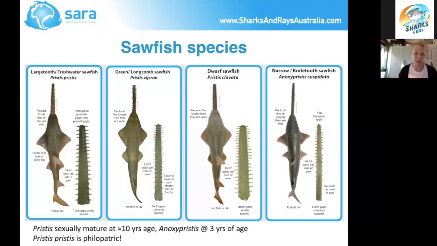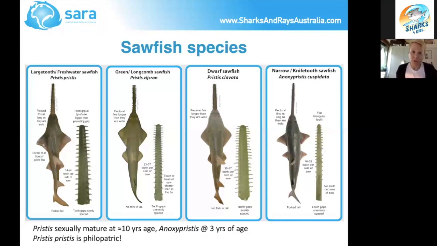What these guys do is that the females come back to the same river mouth where they were born, and then they give birth, and then the pups swim upstream and spend the first 10 years of their life in those rivers. One of the reasons why sawfish are so endangered is because these animals take 10 years to become sexually mature.